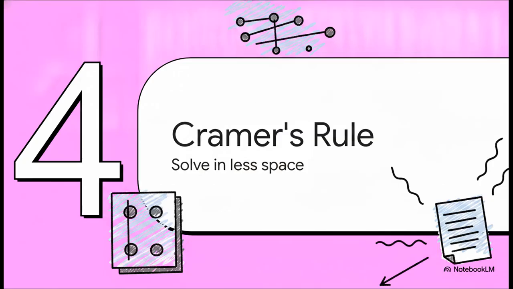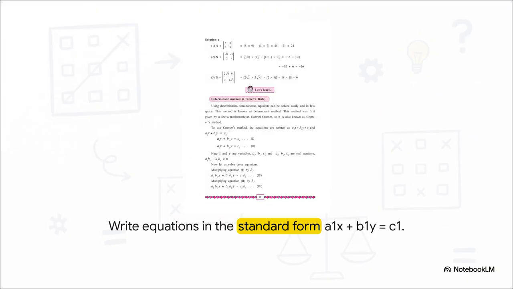Section 4. Introducing Cramer's rule. This is all about solving equations easily and in much less space. The absolutely crucial first step here is how we set up our problem. We must ensure our equations are perfectly aligned. They absolutely have to be written in standard form. That means keeping the x and y variables firmly on the left side of the equal sign and completely isolating the constant c on the right. Getting this formatting right is literally half the battle.